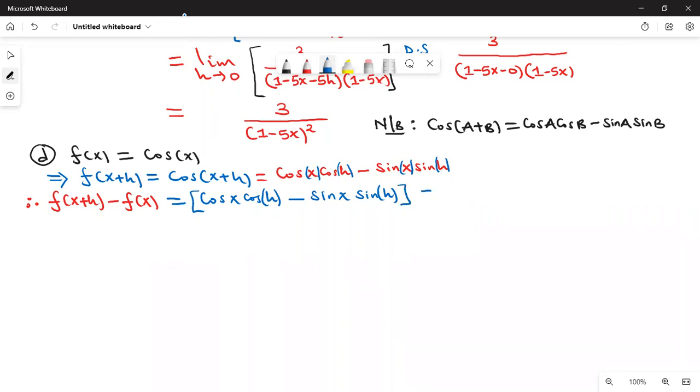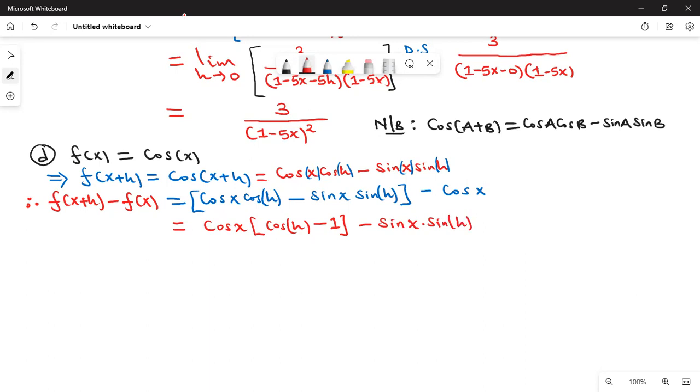Then we are subtracting f of x, which was cosine of x. So when you subtract, look at cosine of x is common. I'll factor out cosine of x, cos x common. Inside we have cos h, this should be in bracket, minus 1. Then minus sine x times sine h, sine h, that one.